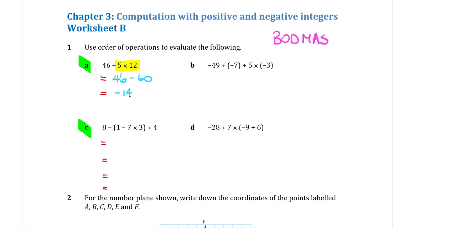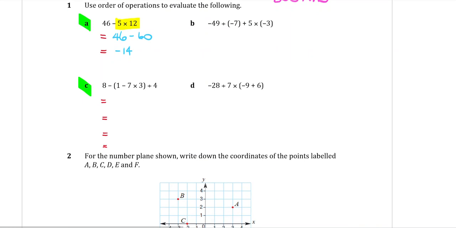The next one down here has a few more steps. Question C. In my BODMAS, brackets have to happen first, and this one has brackets. But even more complicated than that, inside my brackets, I have a subtraction and a multiplication. Which one of those has to happen first? The multiply. So I'm going to be doing that part inside my bracket first. Everything else you just write down. So it is 8 minus bracket 1 minus 7 times 3 is 21. Close bracket divided by 4.